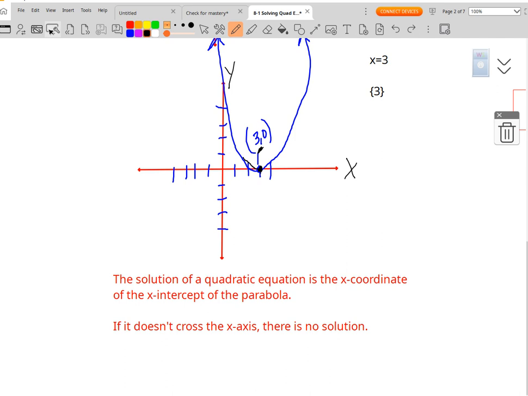So now we're going to start looking at how do we actually factor and solve. So how are we going to discover what the x-coordinate is, and what is it going to look like if we don't. So for today, we're not going to have any no solutions. We might have one solution, we might have two solutions, but we're not going to have any no solutions today.